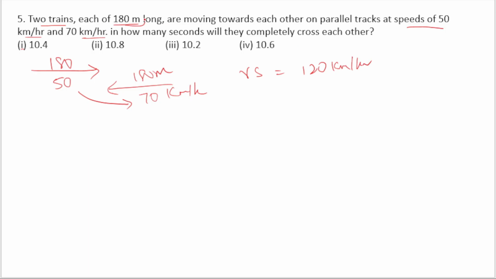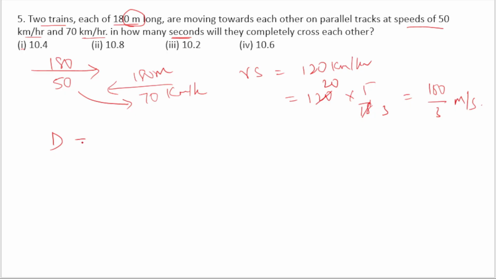Here we have the length in meters and we have to find time in seconds. So we will convert this into meters per second. It is 120 into 5 by 18. It is 6 into 20, 6 into 3. It is 100 divided by 3 meters per second.